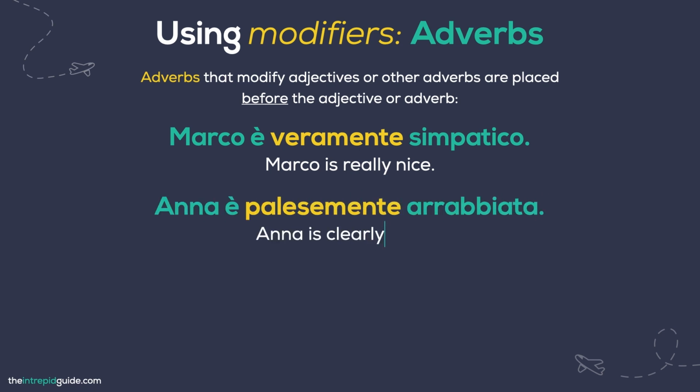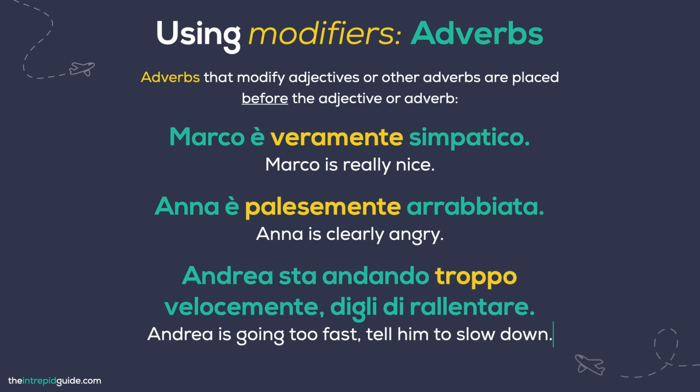Anna è palesemente arrabbiata, Anna is clearly angry. Andrea sta andando troppo velocemente, digli di rallentare. Andrea is going too fast. Tell him to slow down.